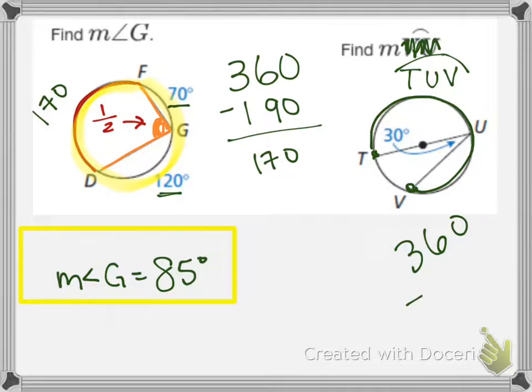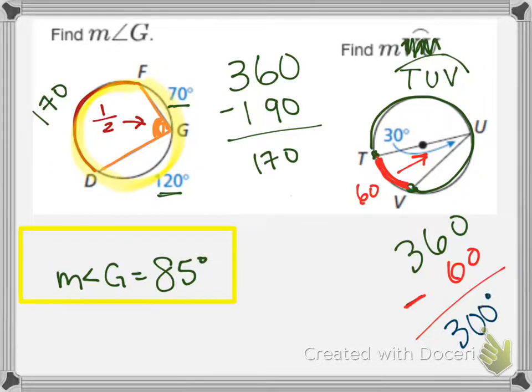So all of the arc of the circle is being found except for this piece. So if we found this piece, we could subtract it from 360. Well, we found this, I think, on another one. It is double the angle, so it is 60 degrees. So subtract, that means the measure of TUV is 300 degrees.